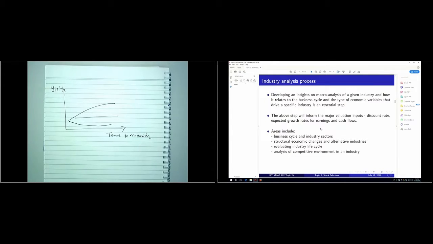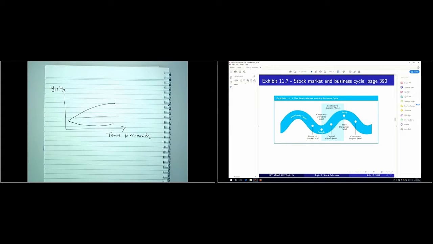Then having looked at these economy level indicators, now we move to the industry analysis. Industry analysis is about analyzing different industries. You can use the business cycle and the industry sectors, how the individual industries are related to the business cycle. If you look here, this is the economic cycle or business cycle. It goes through a peak and trough period. And you can see this is the behavior of a fund manager who uses the sector rotation strategy.